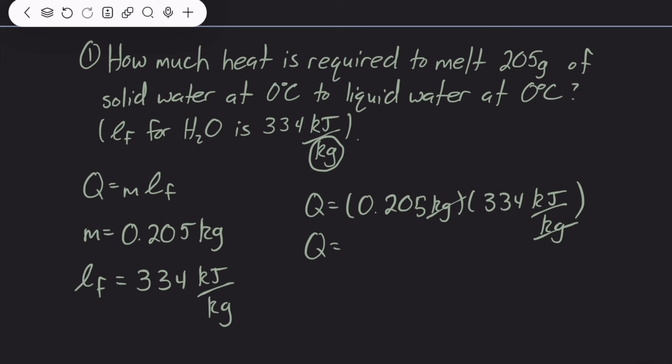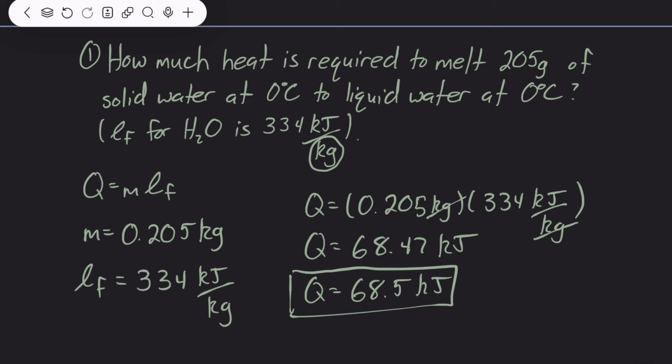Once you throw that into your calculator, folks, you should get 68.47 kilojoules of heat is required to melt this 205 grams of water. And you know what? Why don't we round this to 68.5 kilojoules? Let's move on.